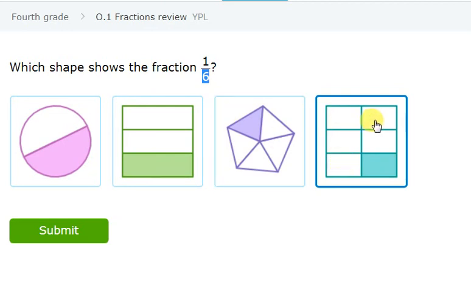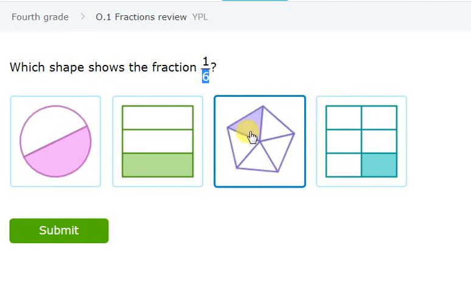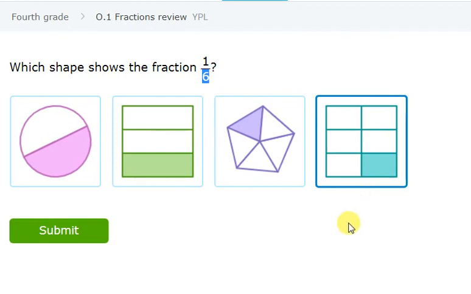In the other option, 1 is the shaded part out of a total of 6 equal parts: 1, 2, 3, 4, 5 and 6. Why is this not the right answer? It has one shaded part, but it does not have 6 equal parts, it has 5 equal parts. So this should be the right answer.